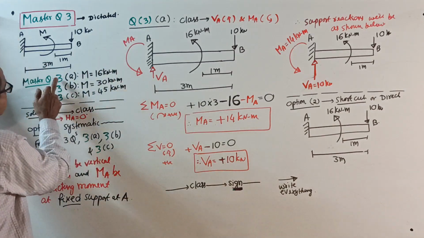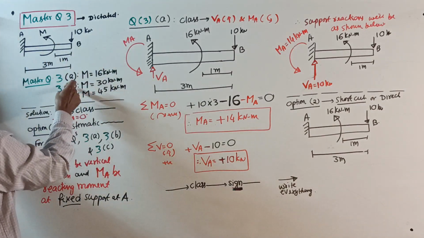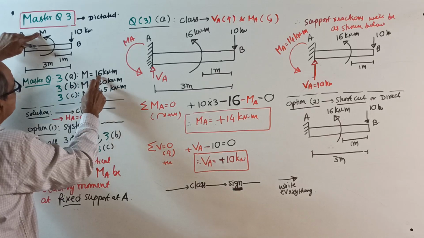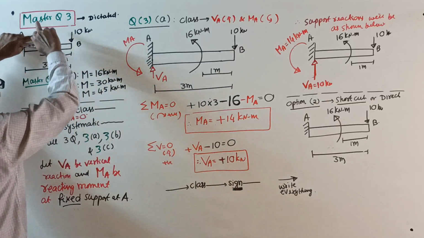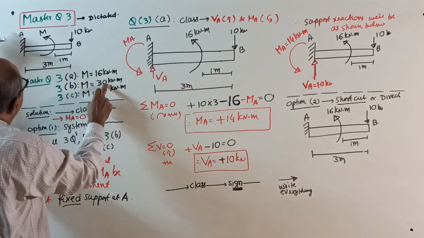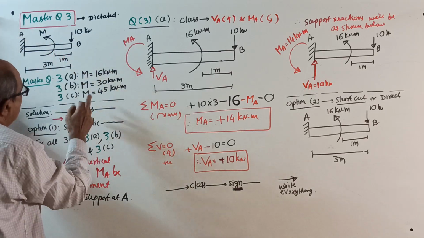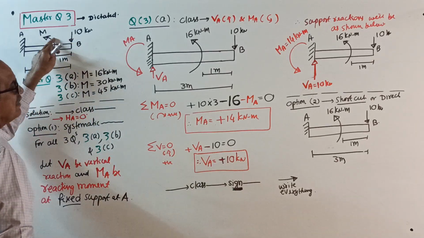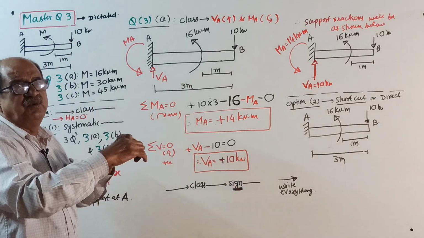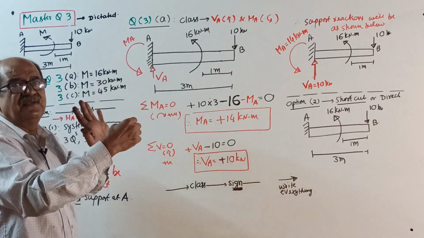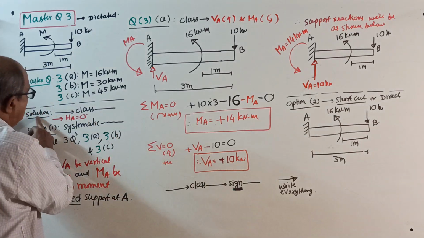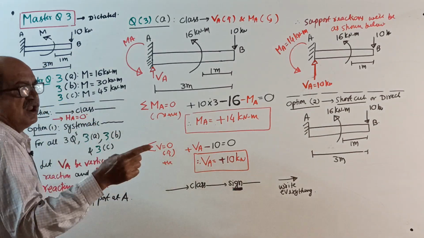So master question 3 has subdivision 3 questions. A is when M is 16 kilonewton meter anti-clockwise. Question B is M is 30 kilonewton meter. C is M is 45 kilonewton meter, with one point load and couple. When I go to master question 4, I will put a UDL with a couple, the same way. 3 couples will be there. Okay, solution, class. What I dictated right here.